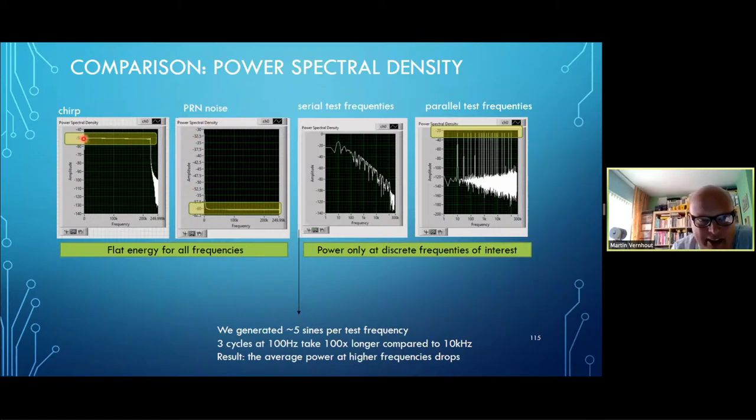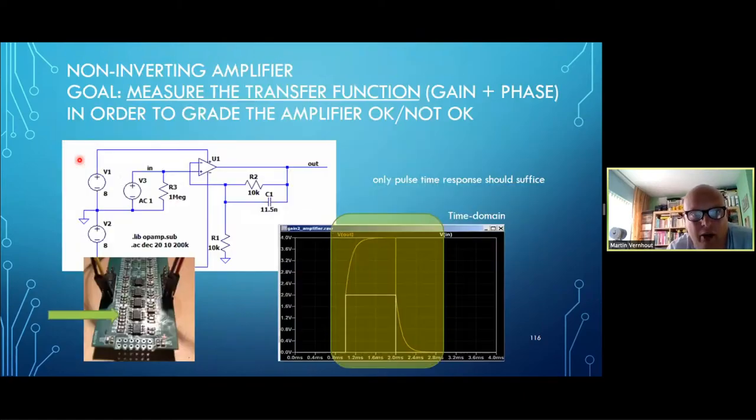It's slightly differently scaled, but it's still a flat line. So flat energy for all frequencies. That's why chirp and PRN noise perform that well. My serial test frequencies, one sine after the other, has the diminishing output level at higher frequencies. And if we do that for parallel, you get all those spikes, but we have problems with finding the right ones. That gives me a slight advantage going for chirp and PRN noise right now.